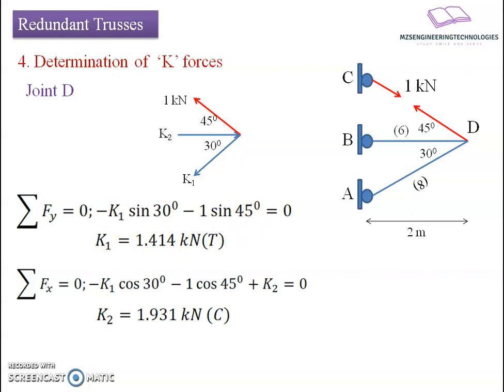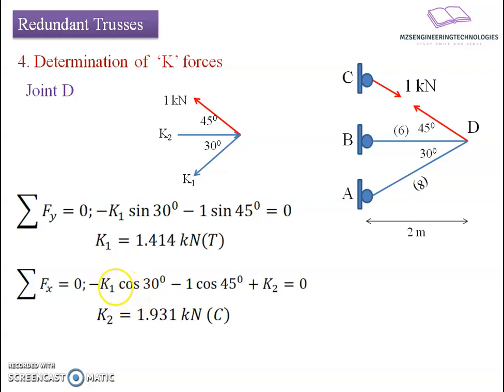Similarly, if we write a static equilibrium equation along horizontal direction, we can get the equilibrium of the forces like minus K1 cos of 30 degree going towards left hand side minus 1 cos of 45 degree going towards left hand side plus K2 going towards the right hand side equals to 0. From this, K2 results to be 1.31 kilonewton compressive in nature.